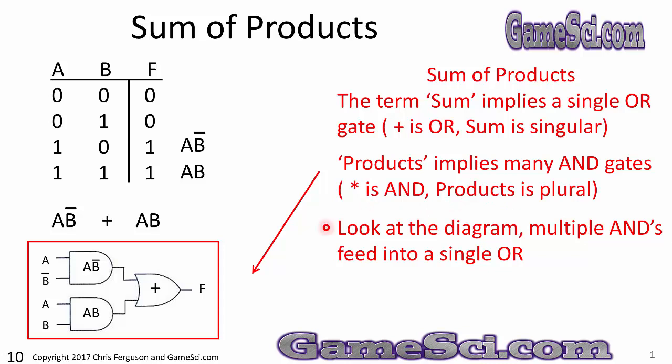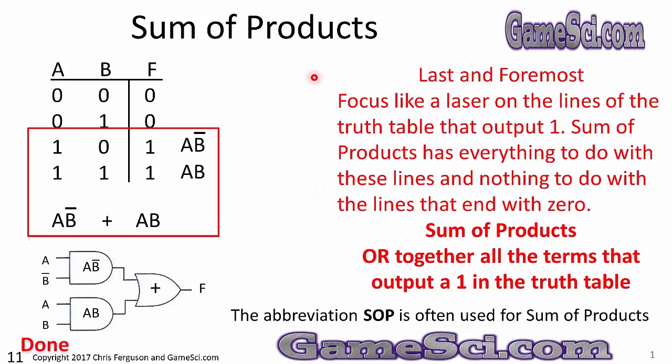Looking at the diagram, we have multiple ANDs feeding into a single OR. Sum is singular, so there's one OR gate. Products is plural, so there are multiple AND gates. Last and foremost, focus like a laser on the lines of the truth table that output 1. Sum of products has everything to do with these lines and nothing to do with the lines that end with 0. Sum of products, in short, says OR together all the terms that output a 1 in the truth table. The abbreviation SOP is often used for sum of products.